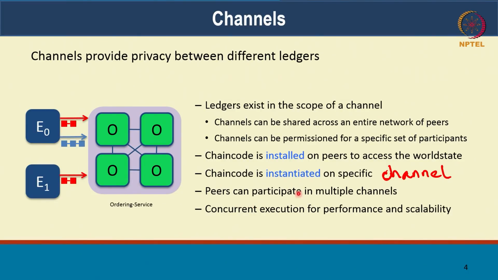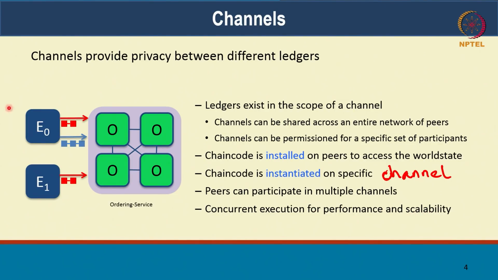And peers can participate in multiple channels. So it's the same peer process. It's just one peer process that can be participating in multiple channels. And this becomes very useful when we are building applications for easy segregation of data and transactions across nodes in the network itself. And this also allows for concurrent execution for performance and scalability.